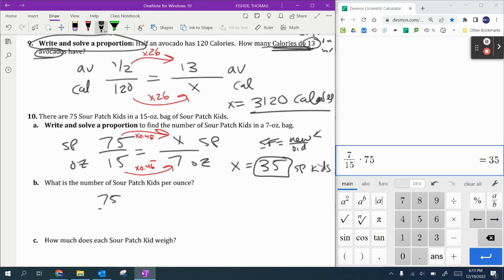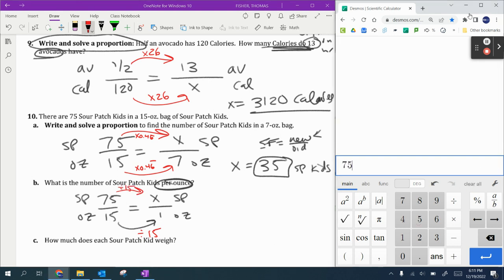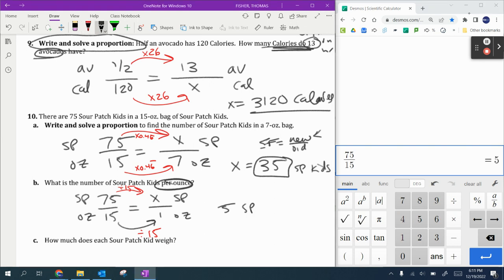Down below, we can keep using proportions. So 75 to 15, Sour Patch Kids to ounces. This one wants per ounce, which means 1 ounce. We don't know the number of Sour Patch Kids. So in this case, I might actually use division. 15 down to 1 is divided by 15. So if I just do 75 divided by 15, I will get the answer. This is 5. So 5 Sour Patch Kids per ounce.